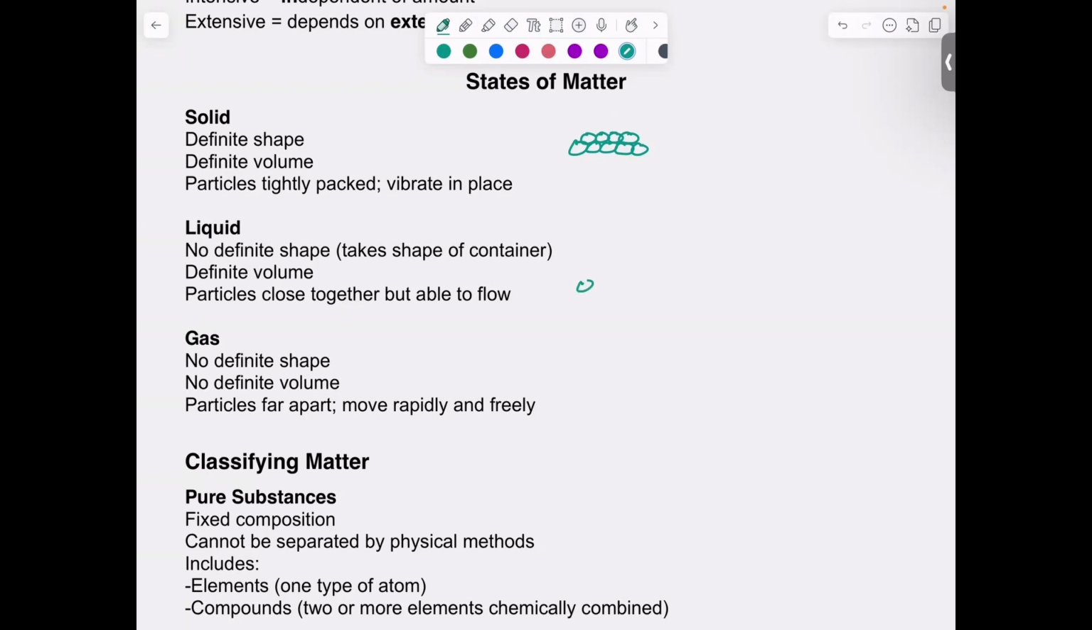When you get to the water, they're going to be sort of together, sort of not. They're starting to split apart. They're not as tightly packed. We might have some over here, but you get the idea.